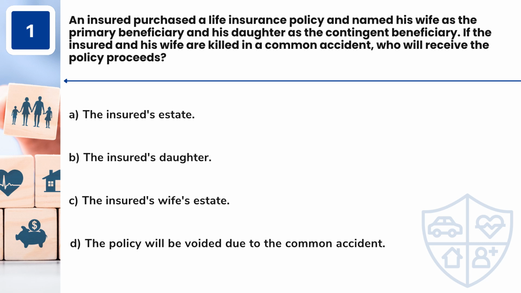Question 1. An insured purchased a life insurance policy and named his wife as the primary beneficiary and his daughter as the contingent beneficiary. If the insured and his wife are killed in a common accident, who will receive the policy proceeds? A. The insured's estate. B. The insured's daughter. C. The insured's wife's estate. D. The policy will be voided due to the common accident.